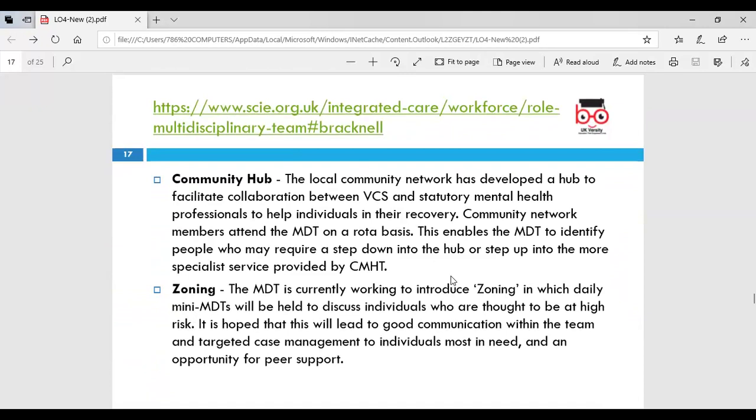The local community network has developed a hub to facilitate collaboration between the people who are working there and the statutory mental health professionals to help individuals in their recovery. Community network members attend the MDT on a rota basis. So it's a regular thing that they have to do, within the community, because they are from the community. They have a better understanding of what's going on, what the ground reality is.